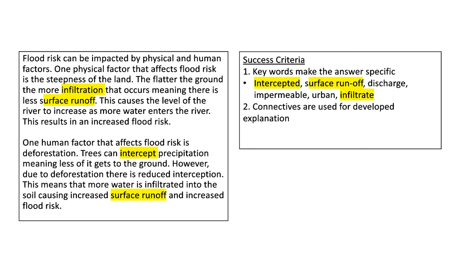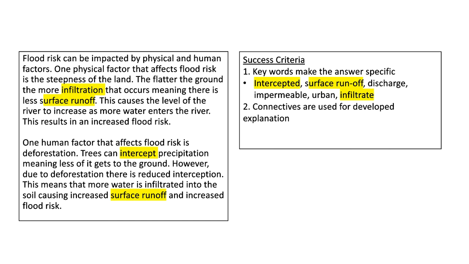For the physical factor, Hannah spoke about the shape of the land, the steepness of the land. She said that if the ground is flatter, there's more infiltration. Remember, infiltration means that the water is able to flow into the soil. And if there's more infiltration, there's less surface runoff. Because if the water is flowing into the soil, there's less water flowing over the surface. So she's done a really good job at using those keywords.